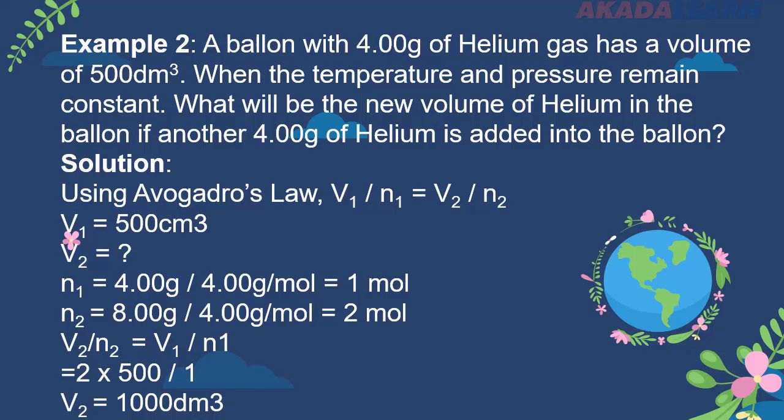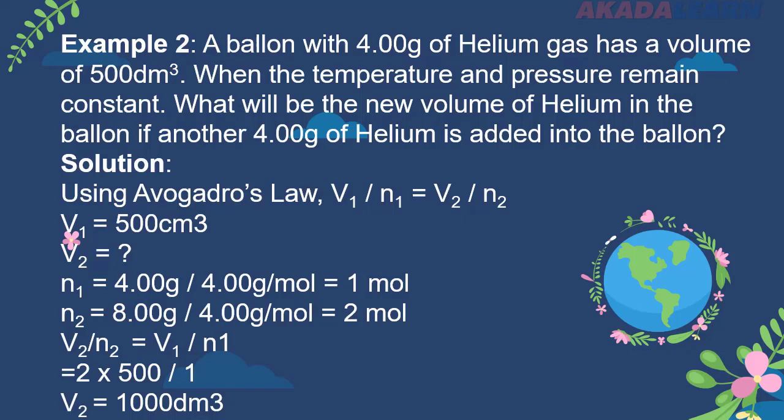Using Avogadro's Law, V1 over N1 is equal to V2 divided by N2. That will mean 500 dm cubed for V1, and V2 is unknown. N1 is 4.00 divided by 4.00 grams per mole. That will give us 1 mole, and N2 will be 8.00 grams. Don't forget, they said another 4.00 grams is added. It will now double, and that will give us 8 divided by 4, which is 2 moles.